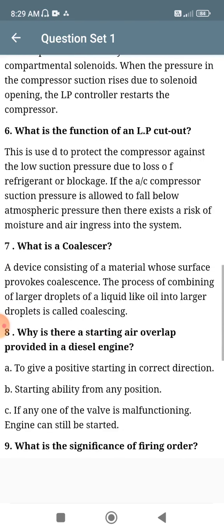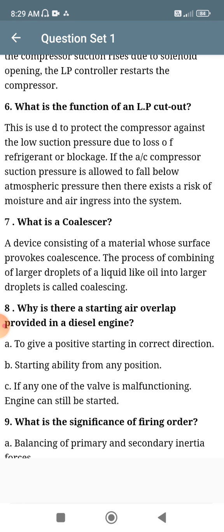Okay, then what is the function of low pressure control? This is used to protect the compressor against low suction pressure due to loss of refrigerant or blockage.